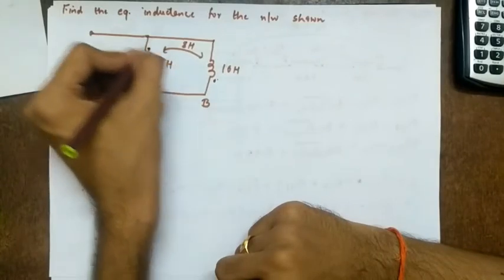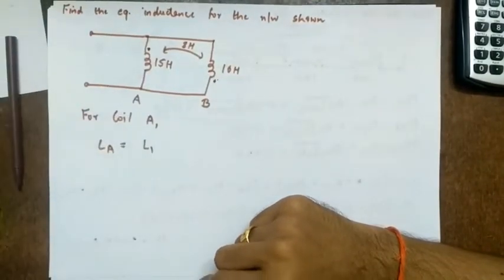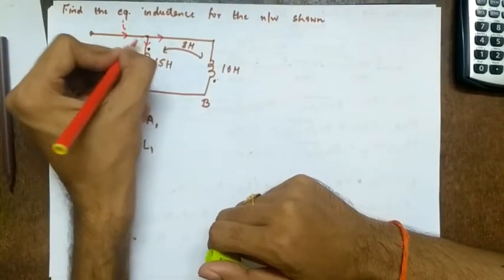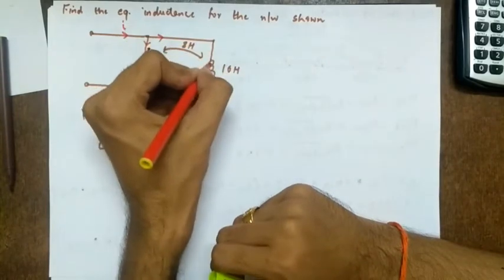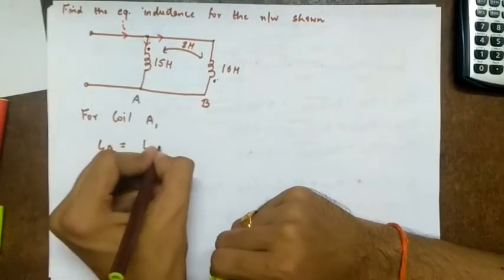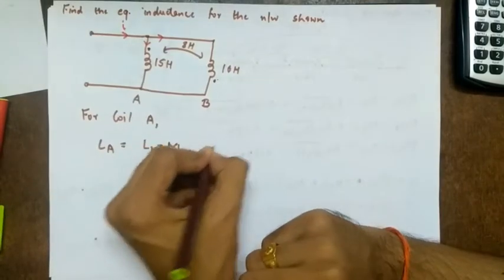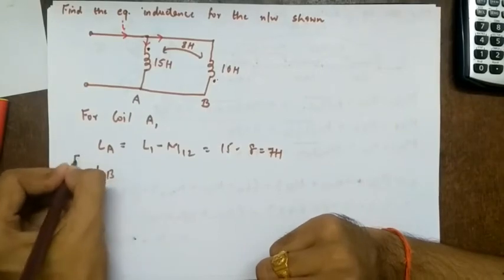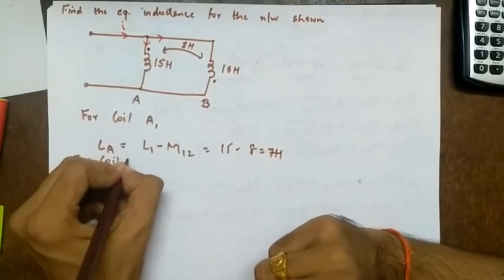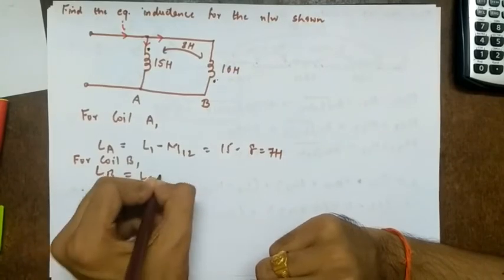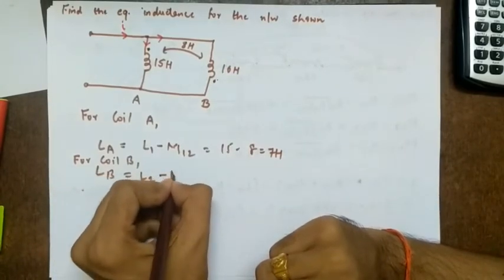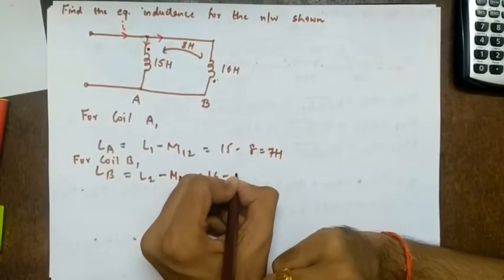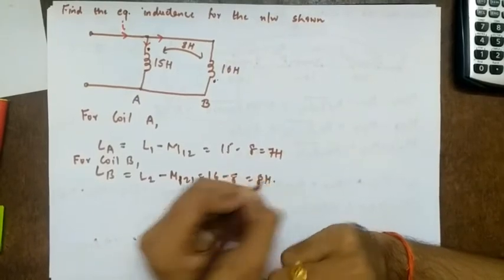So there we see they are opposing, right? If you see the current is entering here, it will get split here. Here it is entering, but here it is exiting, so they are opposing each other. So minus M12, so 15 minus 8 equal to 7 Henry. Similarly for coil B, what will be LB? L2 minus M21, so 16 minus 8, so 8 Henry, right?